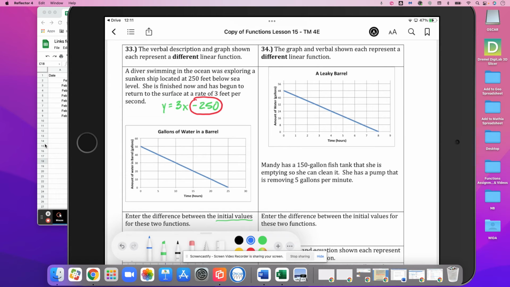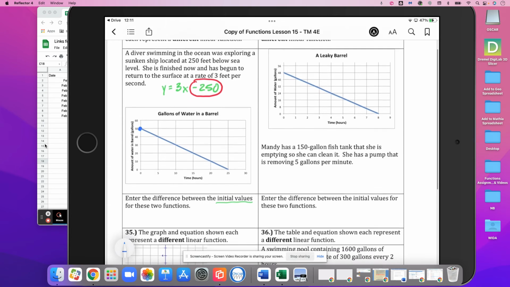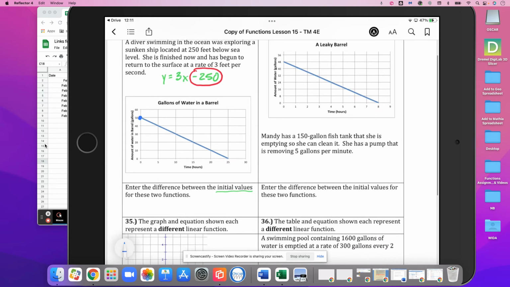For the graph, we're going to do that one in blue. The initial value is 50. So we are comparing negative 250 and 50. I'll do a quick number line sketch to help me with that. Those are on opposite sides of 0. So 50 is over there. Negative 250 is over there. And so we've got to go from negative 250 to 0. That's 250 units. And 50 more. 250 plus 50 makes 300 units apart for those initial values.